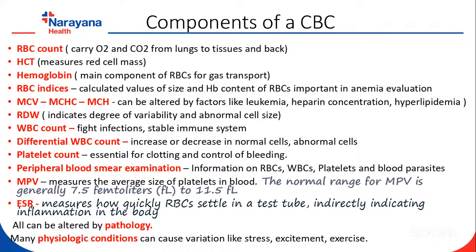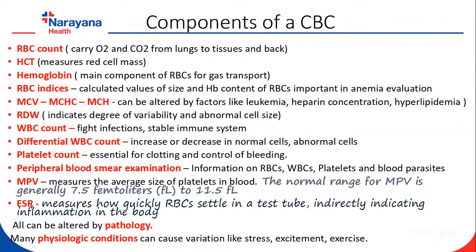The WBC count and the differential WBC count are very important. They tell us about the increase or decrease in normal cells as well as the presence of abnormal cells. A peripheral blood smear examination gives important information on all the blood cell components as well as for blood parasites.